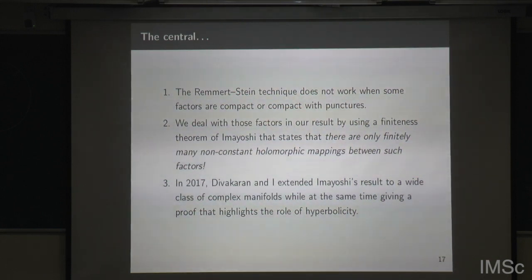Imayoshi's proof uses mainly techniques from the theory of Fuchsian groups. So any compact hyperbolic Riemann surface will be just the unit disk quotiented by a Fuchsian group, and in case it's just a compact Riemann surface or with finitely many punctures, that Fuchsian group will have some nice properties. He uses those properties to prove this result. We bypass certain ideas in his proof by relying on hyperbolicity.